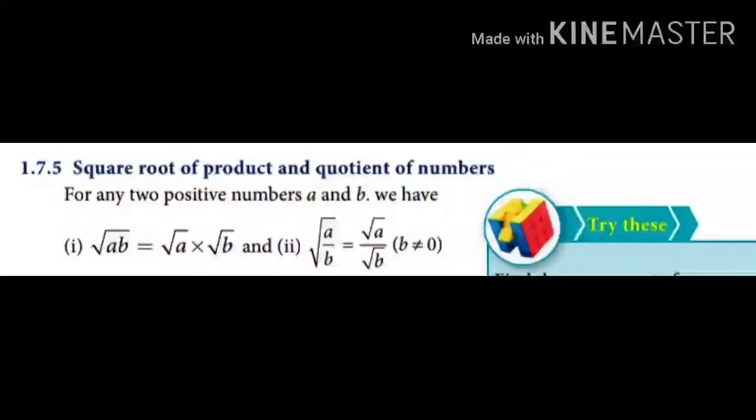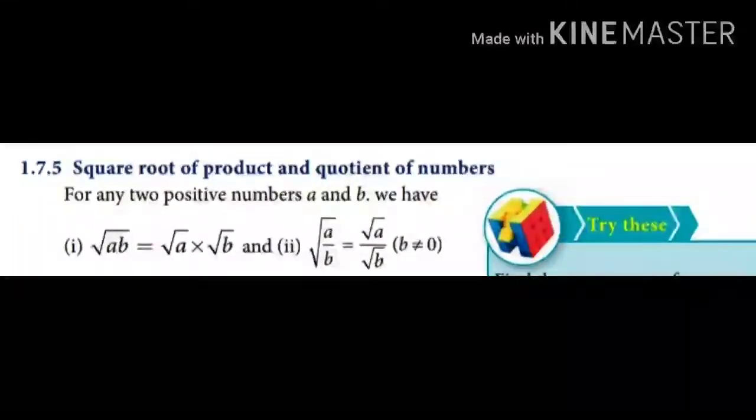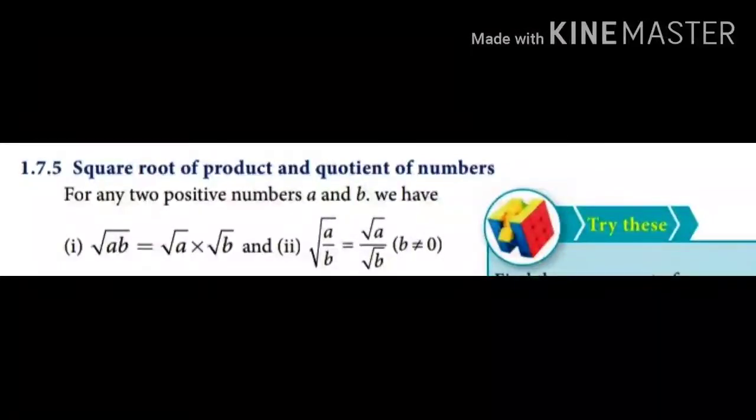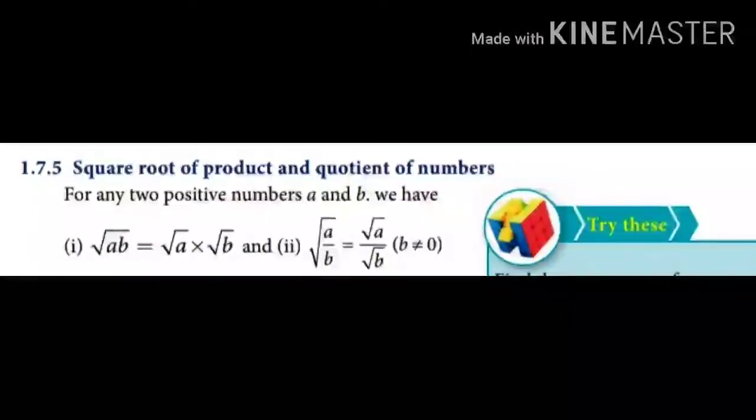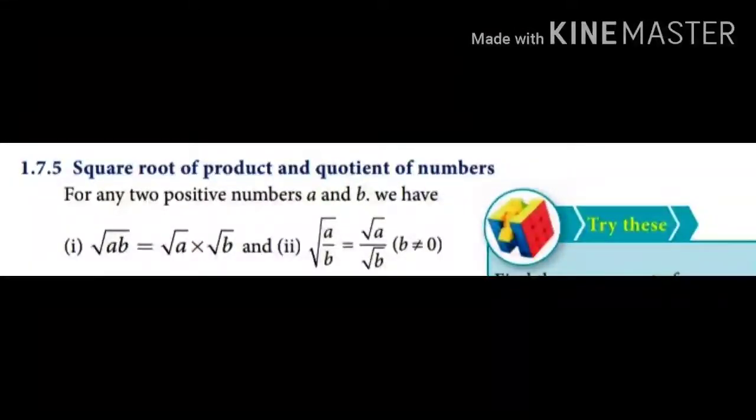Square root of product and quotient of numbers. For any two positive numbers a and b, we have square root of ab equals square root of a multiplied by square root of b, and the second formula, square root of a by b equals square root of a by square root of b, b not equal to 0. How to apply these formulas, I will teach later in the sums.